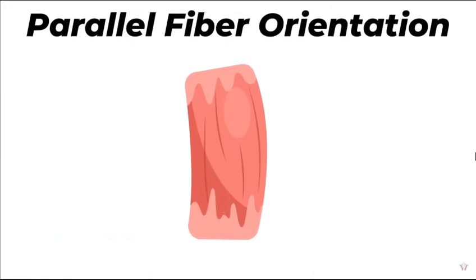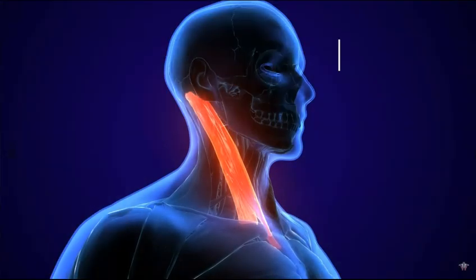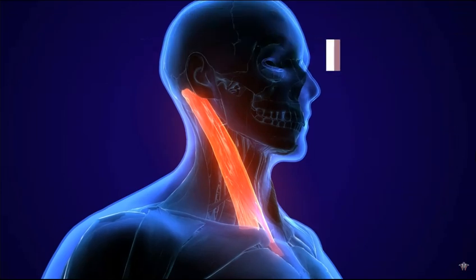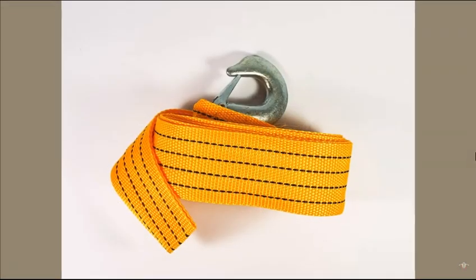Next up, we have parallel fiber orientations. And as the name suggests, all this means is that the fascicles, those fibers, are running parallel to one another and within the longitudinal axis of that muscle itself. Now, I've always taught there being 2 primary examples of these parallel oriented muscles, but depending on the text, you may see others being included in this. The first is what we call a strap muscle. And again, to no one's surprise, that's because it looks like a strap. You can think of a towing strap.